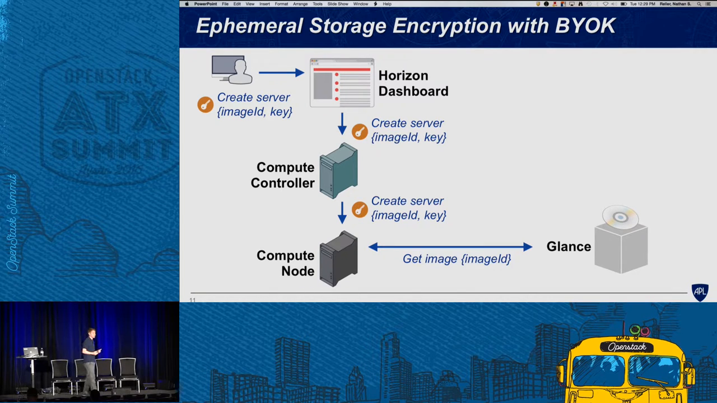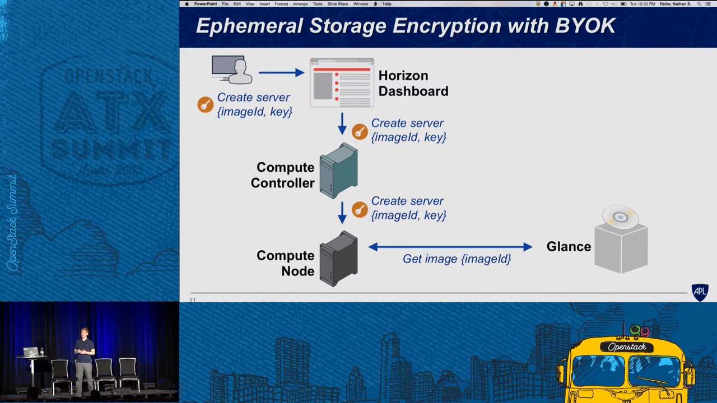So again, the user's going to kick off this request, and they're going to say, I want a new VM server instance, and I want an encrypted ephemeral disk. So now, in addition to passing that image ID, I'm also going to pass the actual encryption key that will be used for DMcrypt. So the user passes that to Horizon. That makes the same call down to the compute controller, runs through the scheduling algorithm, and then forwards it on to the compute node. At that point, the compute node, this is where it gets a little different.